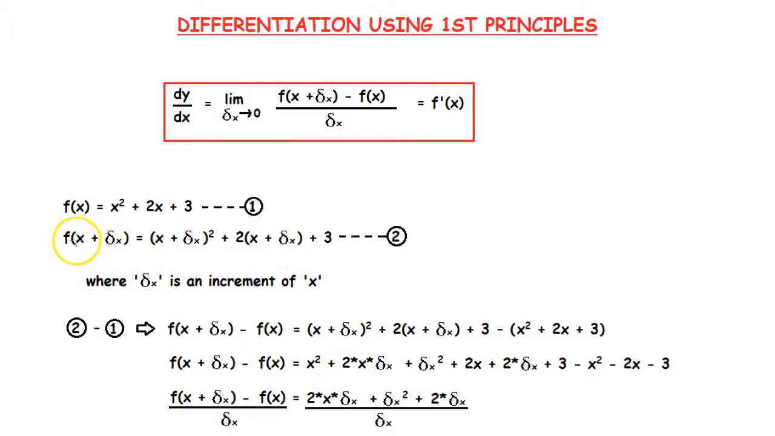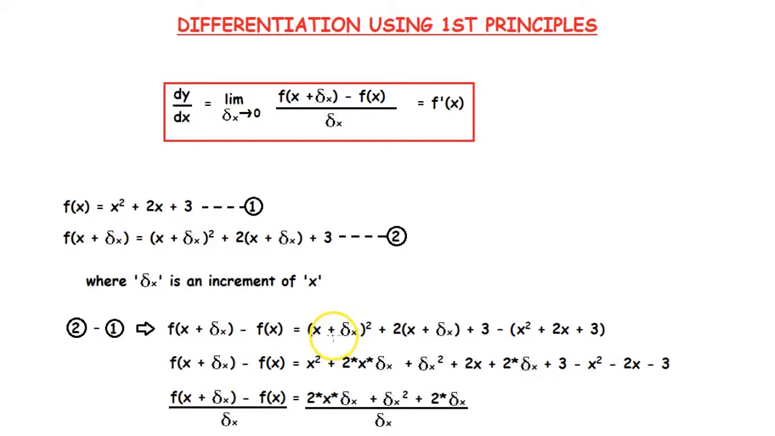So now here we have f of x plus delta x and f of x. To get this formula, what we have to do is subtract equation 1 from equation 2. So equation 2 minus equation 1 will give us f of x plus delta x minus f of x is equal to x plus delta x whole thing squared plus 2 into x plus delta x plus 3 minus x squared plus 2x plus 3.